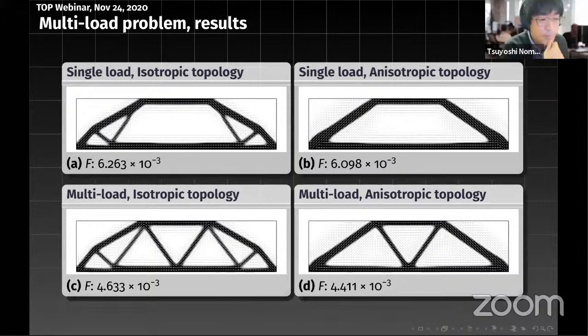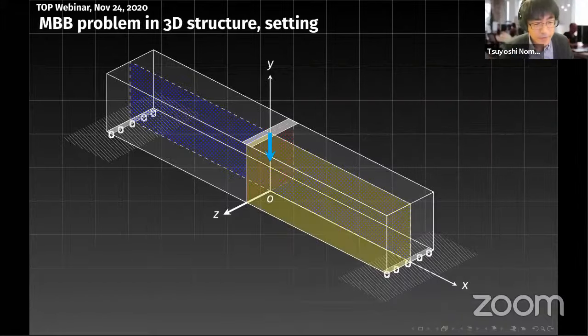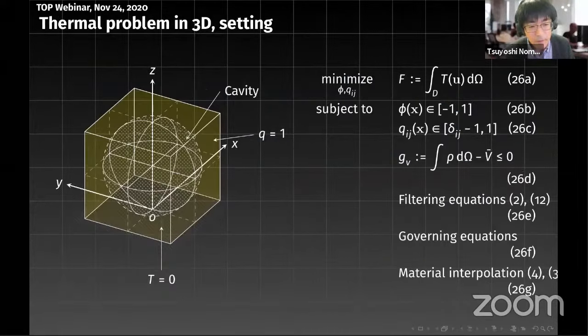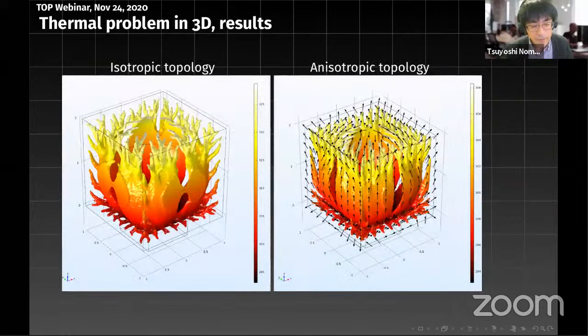Yeah, thanks. Okay. This is another example, the famous MBB beam problem, and we can also solve the problem without issues. The third one is a thermal problem with different filter radii, which uses a very large filter radius for the orientation design variable, and it shows a coupling between the anisotropy, density and orientation.